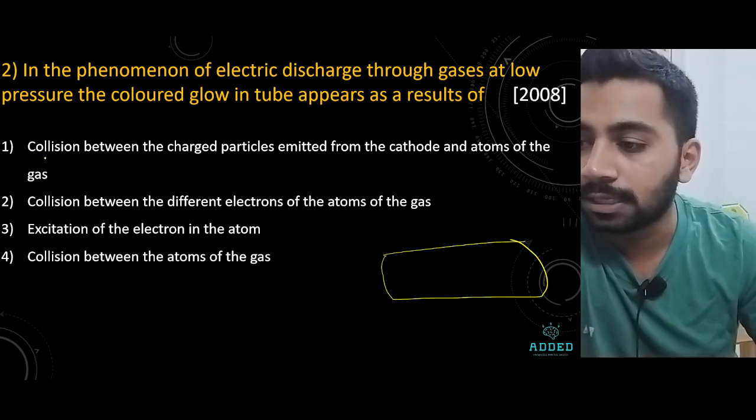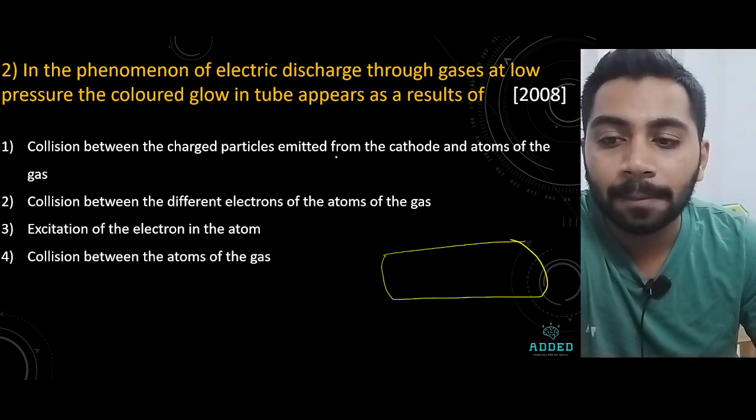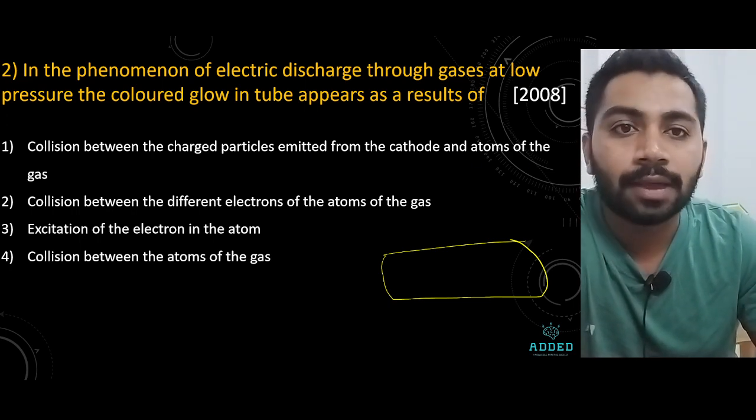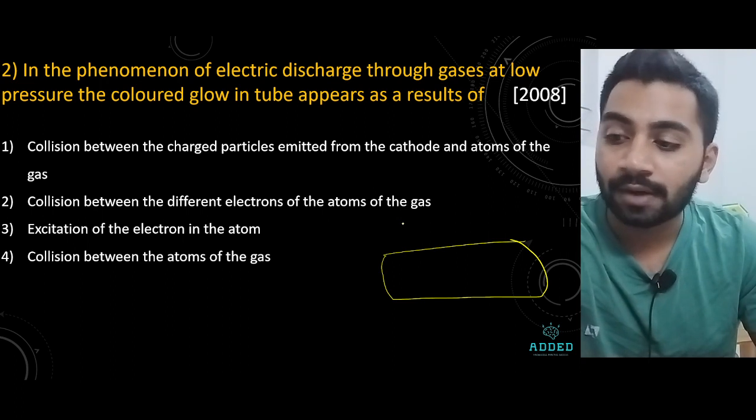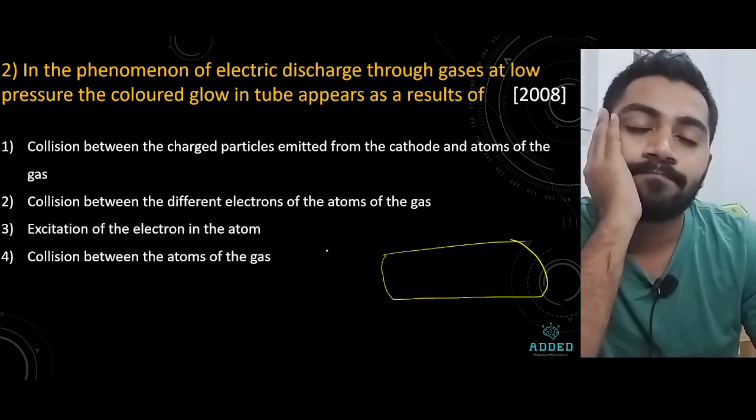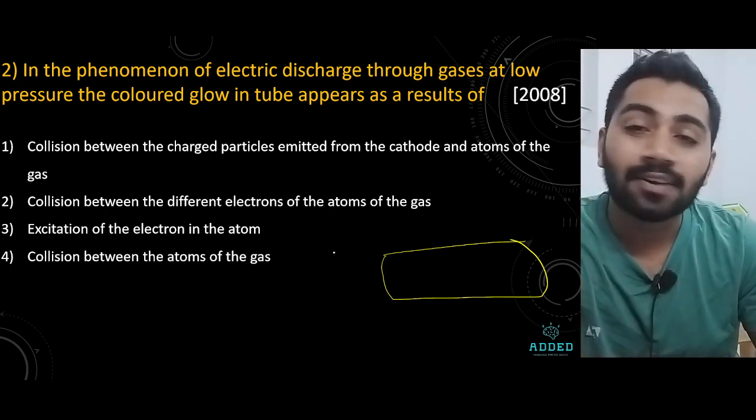Okay, color glow. Let us see. Collision between the charged particles emitted from the cathode and the atoms of gas. Okay. Collision between different electrons of atoms of gas? No. Excitation of electrons? No. Collision between atoms of gas. Which one is right? First one only.